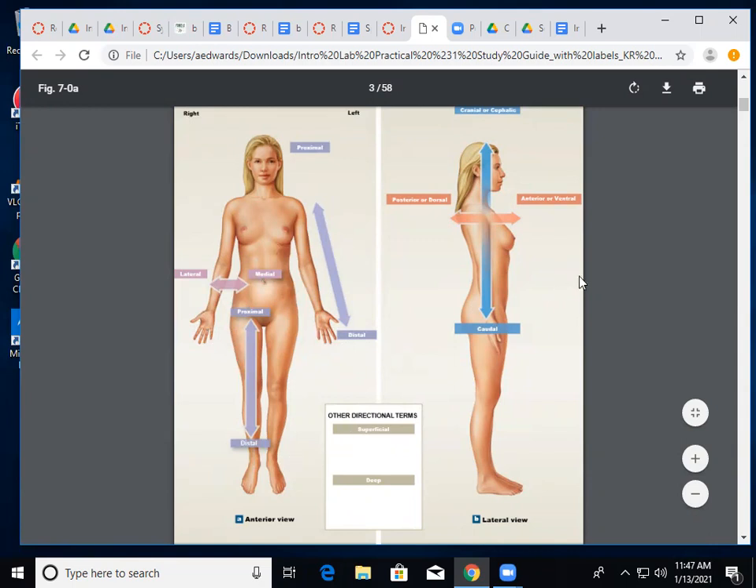All right. Close to the front of the body is called anterior or ventral. You may see either one of those, anterior or ventral. Close to the back of the body, it's called posterior or dorsal. Usually people will refer to behind as posterior. Dorsal, if you think about the dolphin has a dorsal fin, it's on the back of that animal.